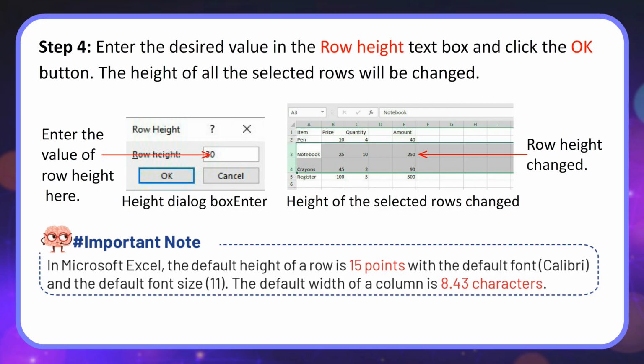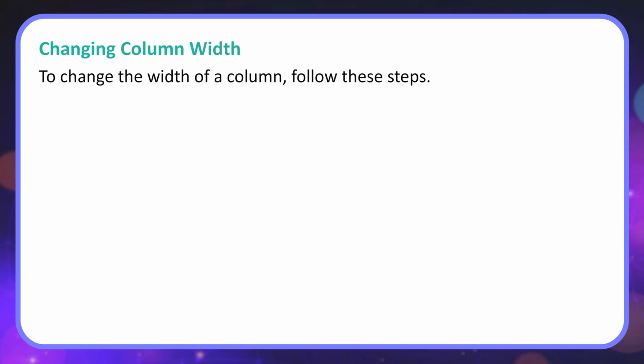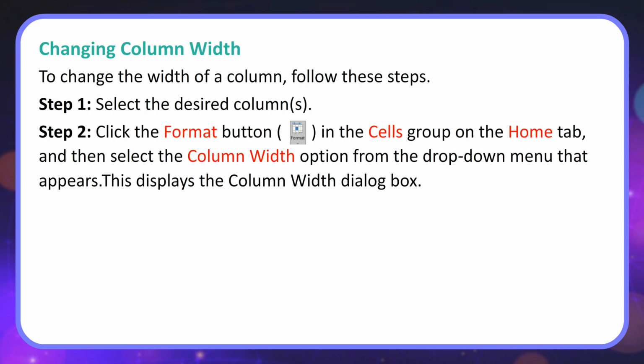The default width of a column is 8.43 characters. Changing column width. To change the width of a column, follow these steps. Step 1. Select the desired columns. Step 2. Click the Format button in the Cells group on the Home tab, and then select the Column Width option from the drop-down menu that appears. This displays the Column Width dialog box.